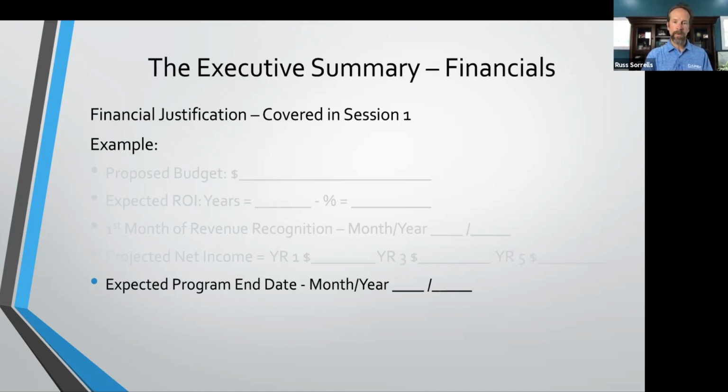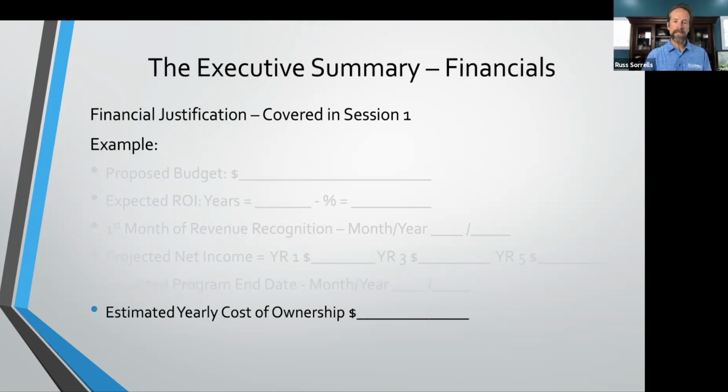So expected program end date, when's it going to be done? When's it going to be completed? Estimated yearly cost of ownership. Really important. This is something we often leave out in the project management world, capital project management world, is we calculate up the cost of the equipment, but we don't talk about what it is going to cost us to actually operate that equipment each year.